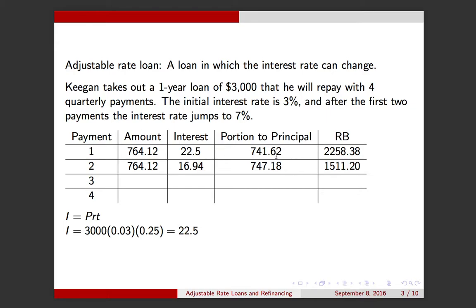So if you want to start filling in this table, you do it just like we did previously. The interest numbers come from PRT, where P is the amount that you owe, R is the interest rate, and T is the time since the previous payment. So since these are quarterly payments, it's been a quarter of a year since your last payment. Okay, so the first 2 lines of this table, there's nothing new here. We did this in a previous lesson. So what changes now from previous material is that when the 3rd payment rolls around, there's a new interest rate. The interest rate is now 7%.